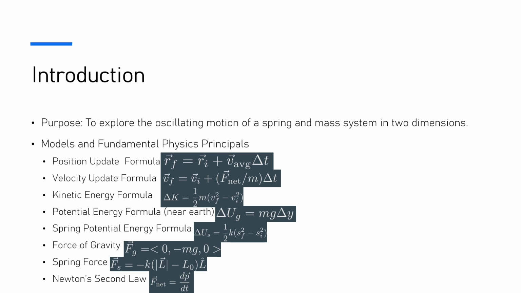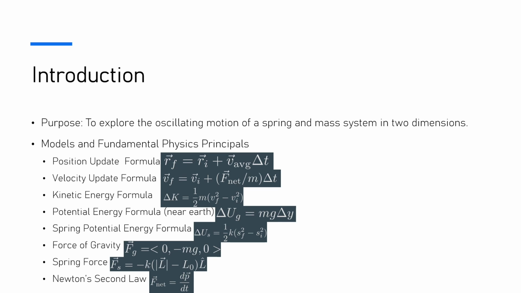For this lab, we'll be using the kinetic energy formula, which is 1/2 m times Vf squared minus Vi squared. The potential energy formula is also new for this lab, which is mg times delta y. We're also going to be using the spring potential energy formula, which can be calculated by doing 1/2 k times sf squared minus si squared.